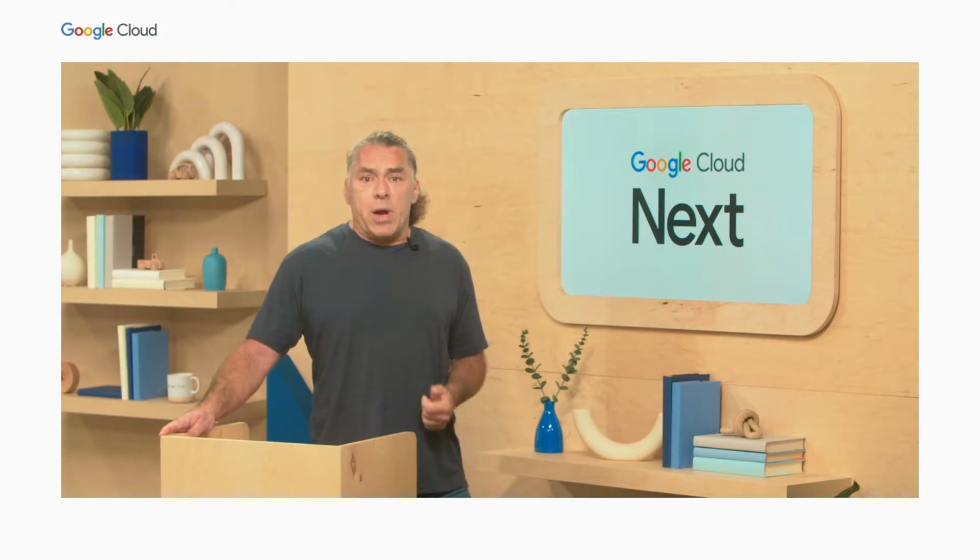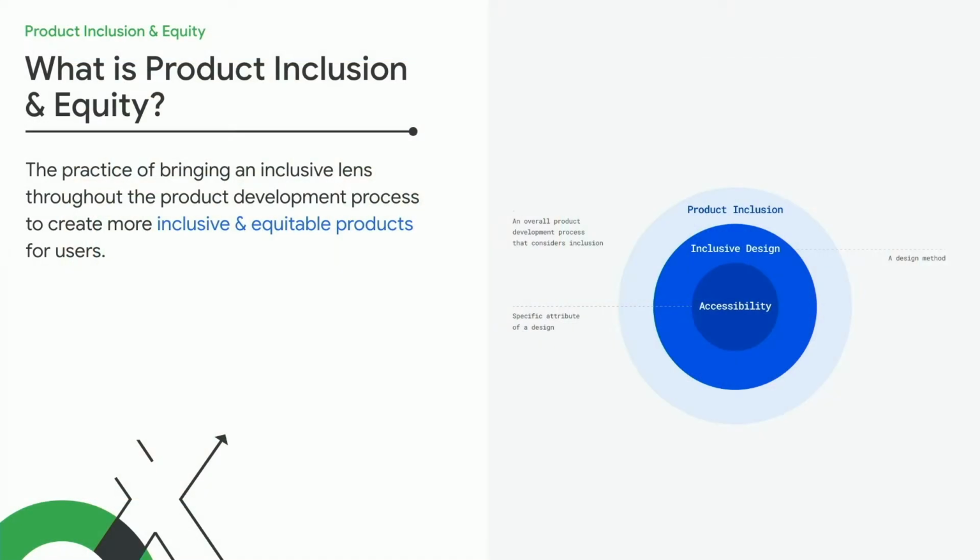Product inclusion is the practice of applying inclusive cultural and community insights throughout the entire product development process, from initial design through launch. Product inclusion and equity is the process of applying an inclusive lens through the entire design and development process to create equitable products, thus accelerating business growth. It requires that we have a common language or understanding of key terminology.